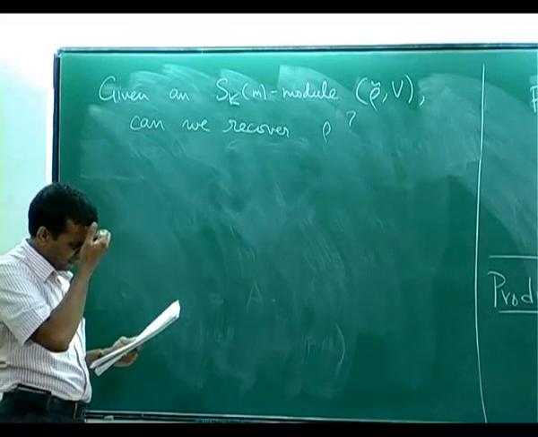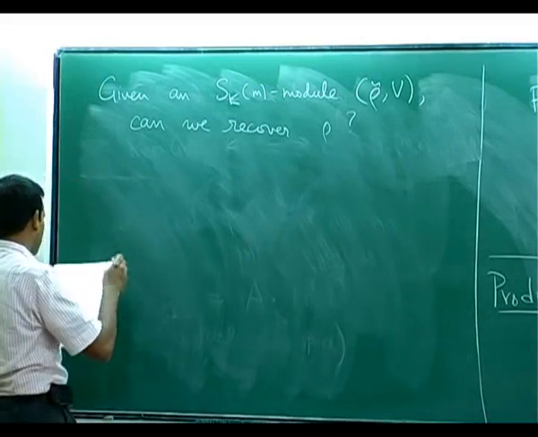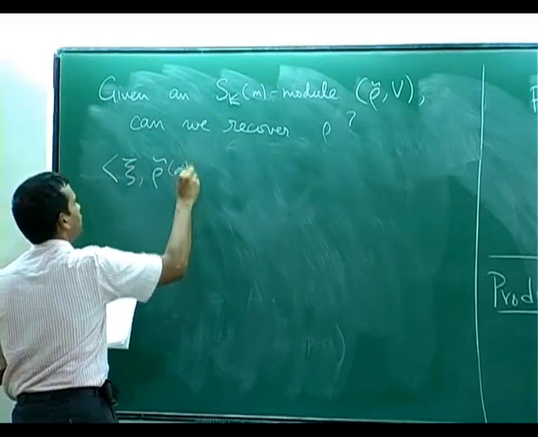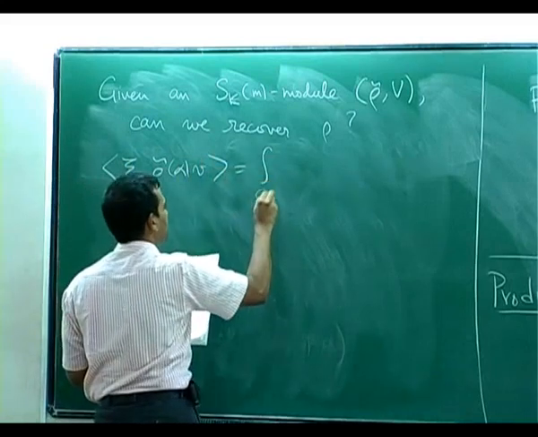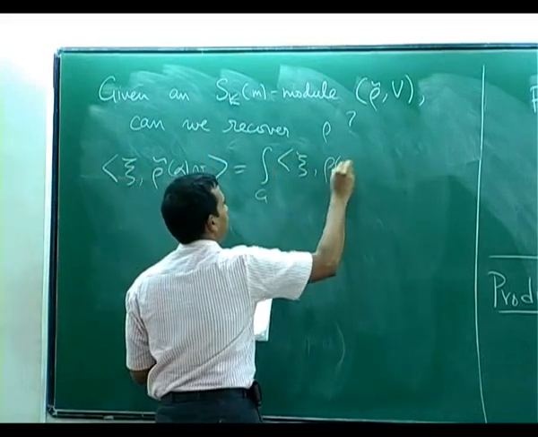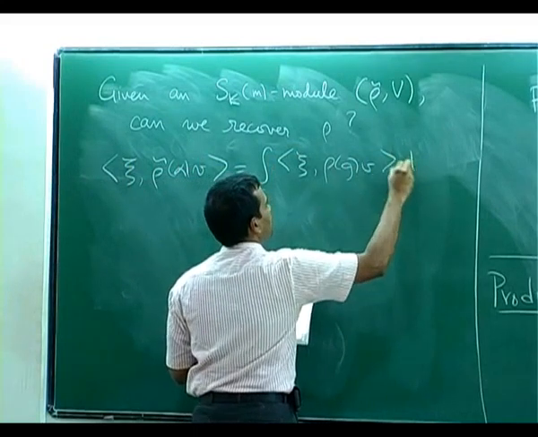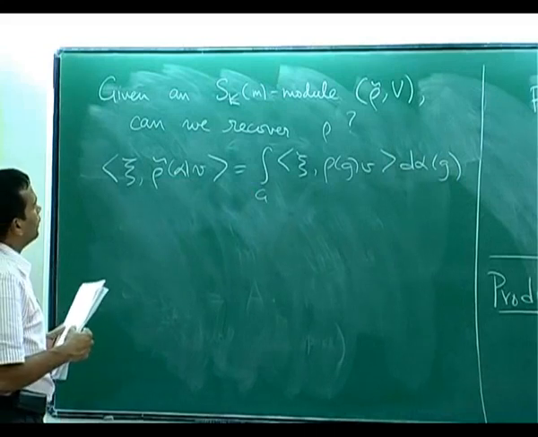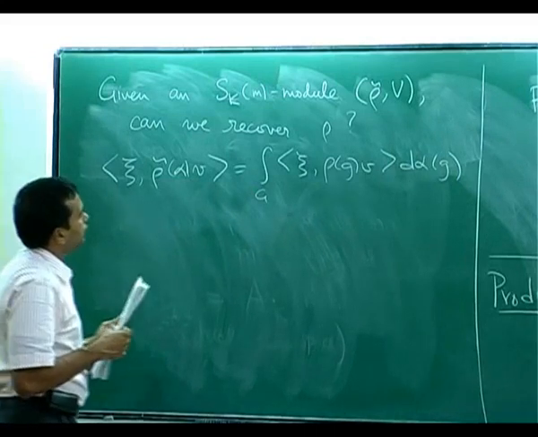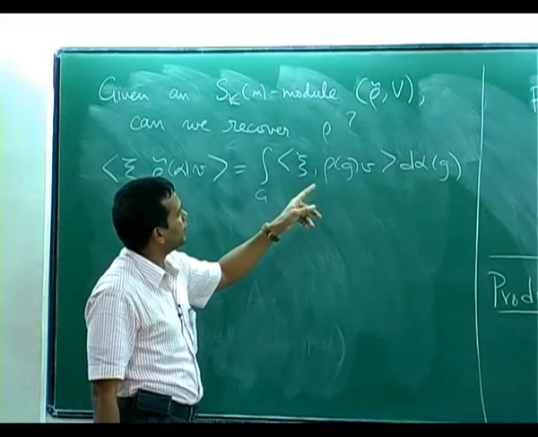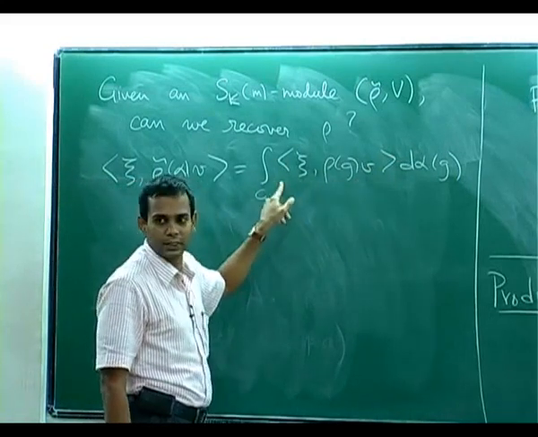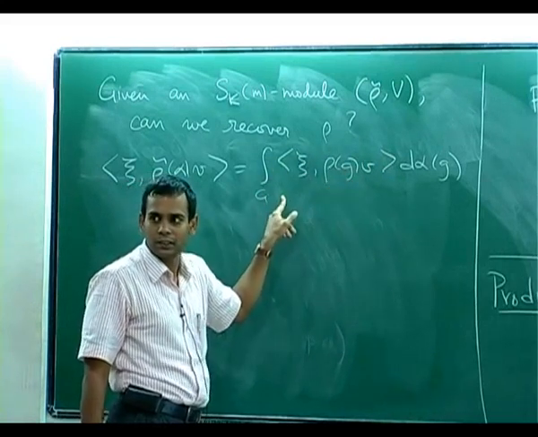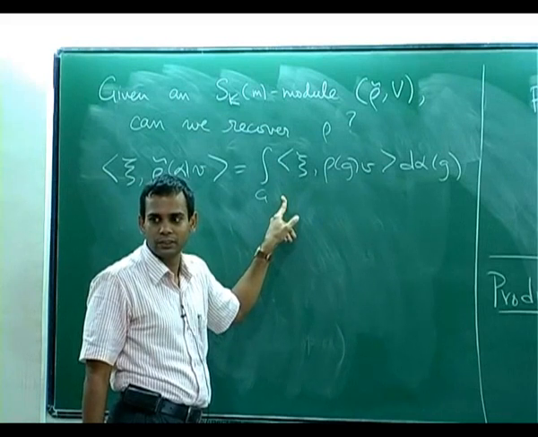And to do that, we should be using this formula, right? This is what we want, rho tilde alpha v should be equal to the integral over g of z rho g v d alpha. It's the same formula that I wrote earlier. So the thing is, we can figure out what rho g is if we can figure out what this polynomial is. For each z and v, if we can figure out what this polynomial is, then we should be able to figure out what rho g is.